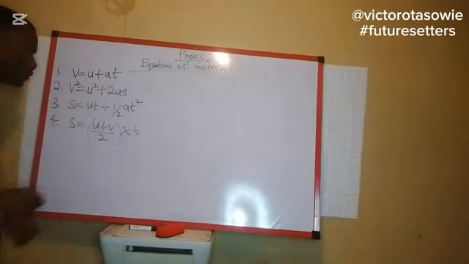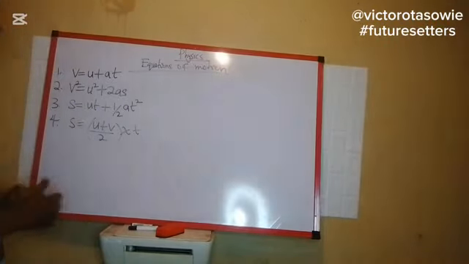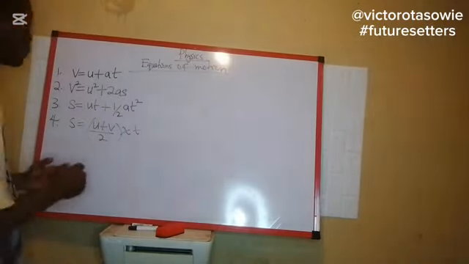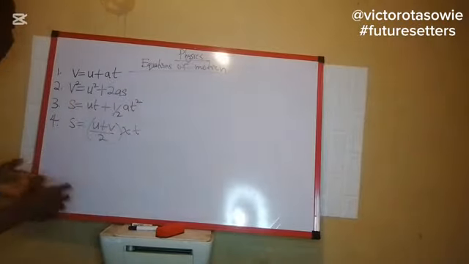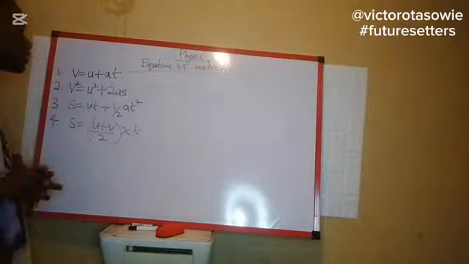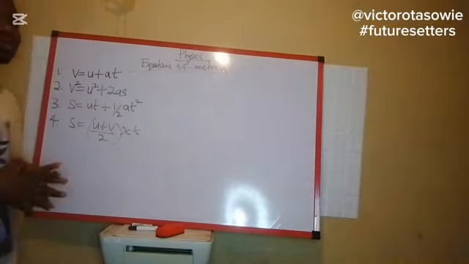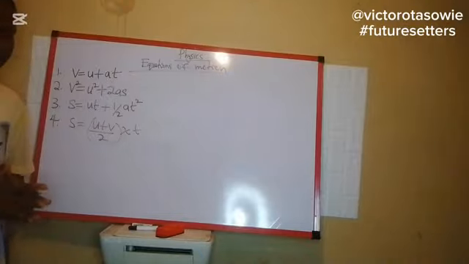So we have 4 equations of motion. We have the first one, which is V equal to U plus AT. The second one, which is V square equal to U square plus 2AS. The third one, which is S equal to UT plus half AT square. The fourth one, which is S equal to U plus V over 2 times T.